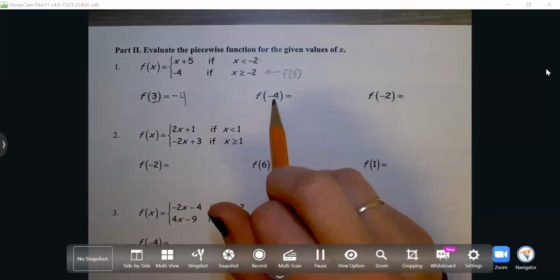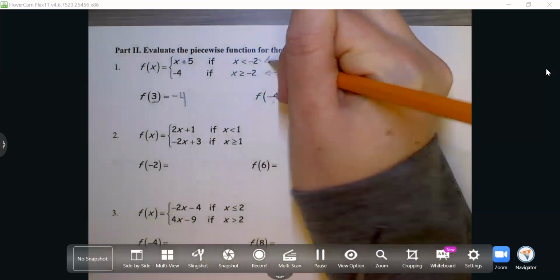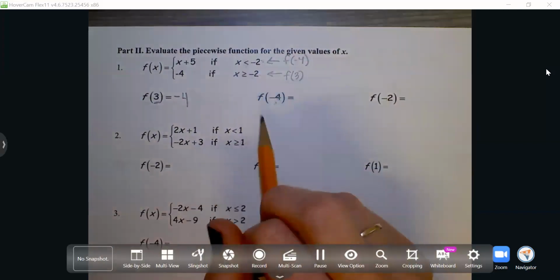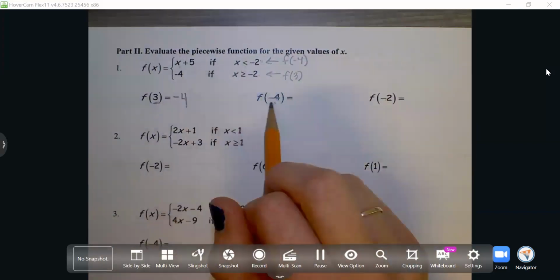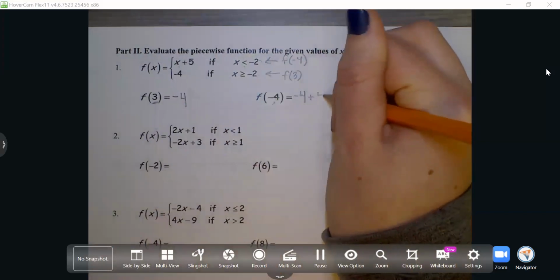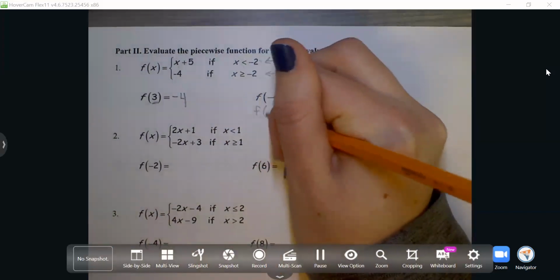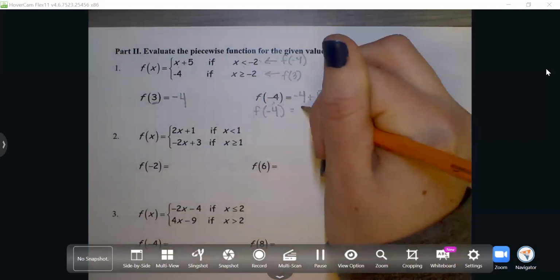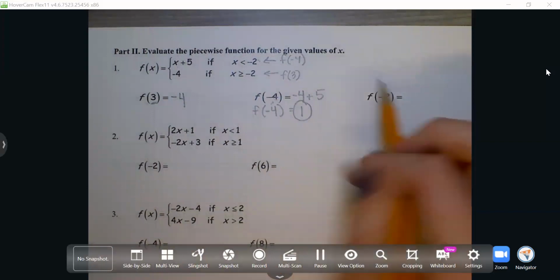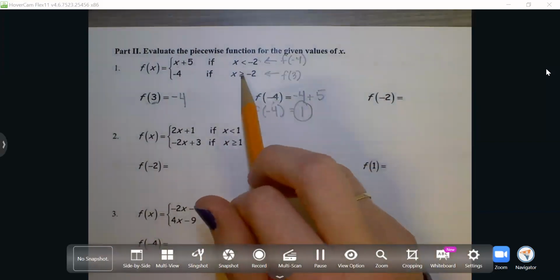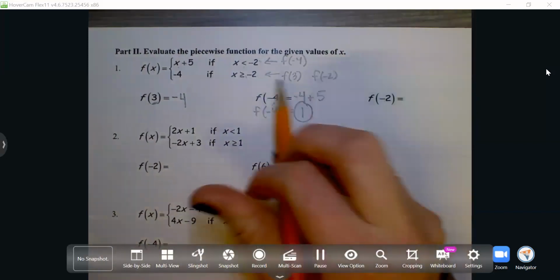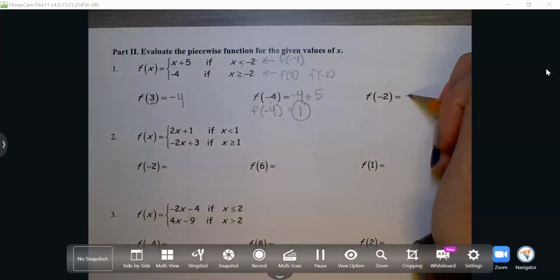F of -4 actually falls into this function because -4 is less than -2. So I'm going to plug -4 into that function. -4 plus 5, f of -4 is 1. F of -2, it equals -2. We're going to fall into this function down here. So my answer is -4.